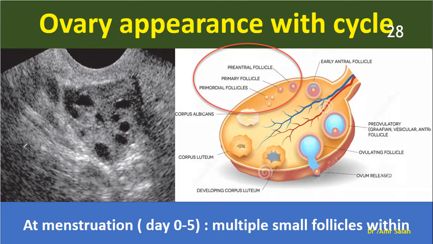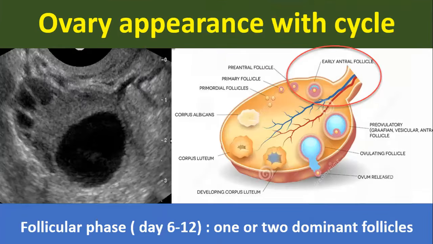With its follicles inside. So at the beginning of the cycle, when you don't see anything, perhaps we see only the corpus luteum of the previous cycle. Now, here, one of the follicles starts to enlarge. This is the follicular phase. Here only one starts to enlarge and becomes the dominant follicle, one or two. Here we are from day 6 to day 12, right? So we start to see one of them enlarge. This corresponds to this phase.